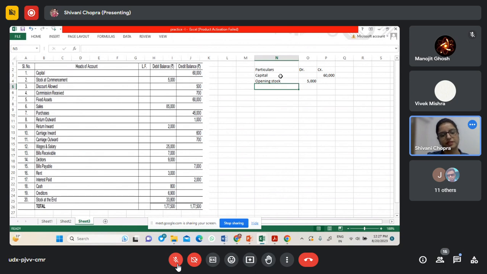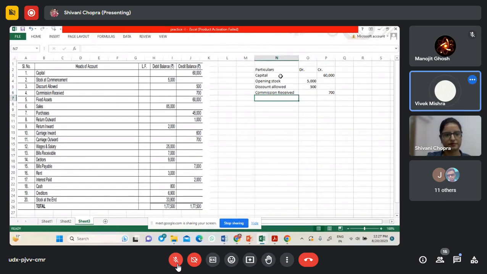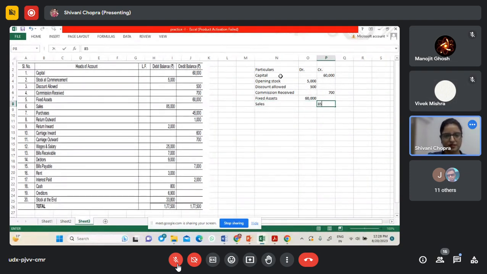Okay. Discount allowed. Discount allowed is an expense. It will have a debit balance. Commission received. Credit. Fixed assets. Debit. Sales. Purchases.